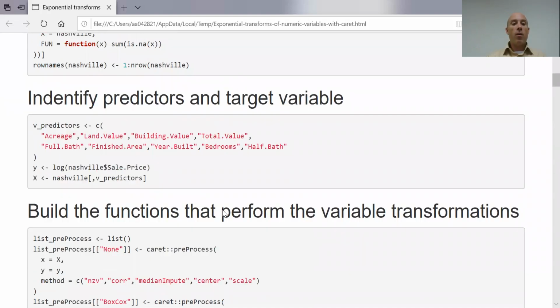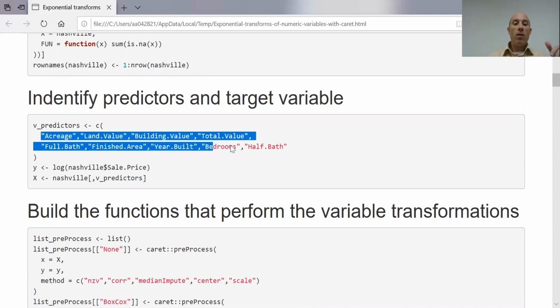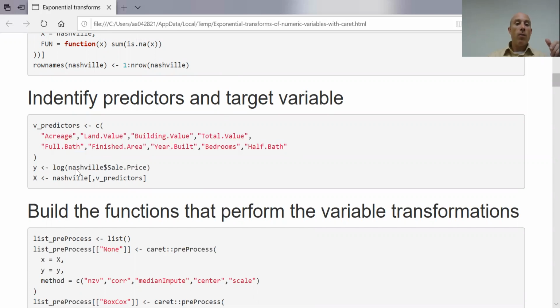All right, so now let's go ahead and take a look at our predictors. So here, I'm only going to talk about the numeric ones. I'm not talking about categorical data in this situation. Here are the numeric predictors in the data set, and the data that we're interested in predicting is the sale price.